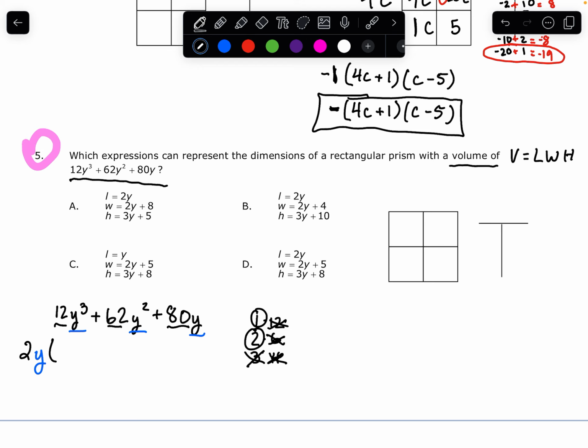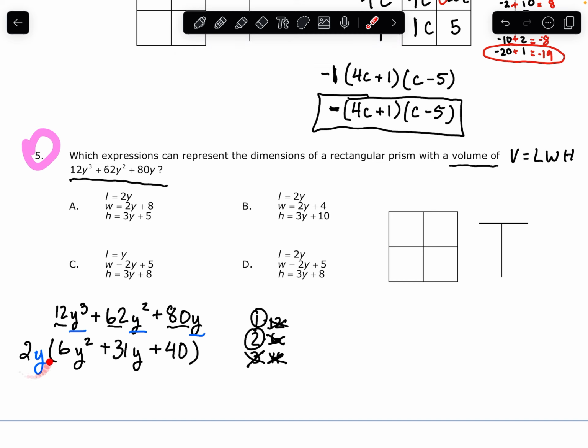And so what I'm left with: 12 divided by 2 is 6, y squared, since I pulled out that one y. 62 divided by 2 is 31. I pulled out that y, so there's a y that stays in, plus 40, I pulled out that y, and that stays. Okay, so one of my answers, I'm going to have a 2y right there.